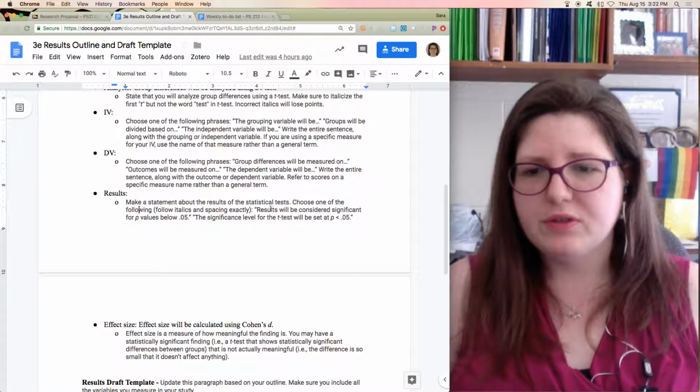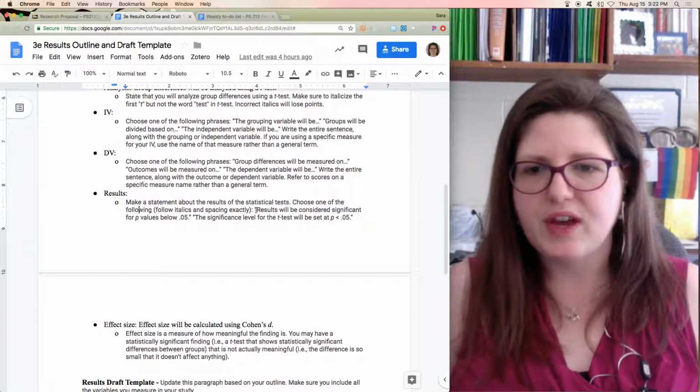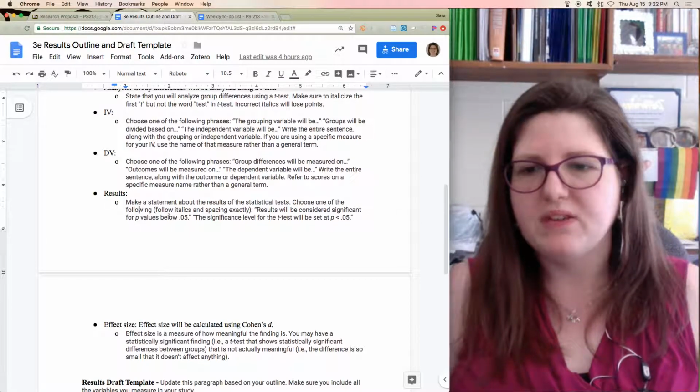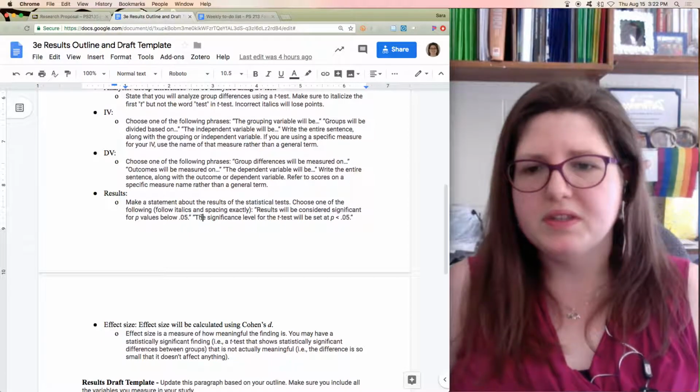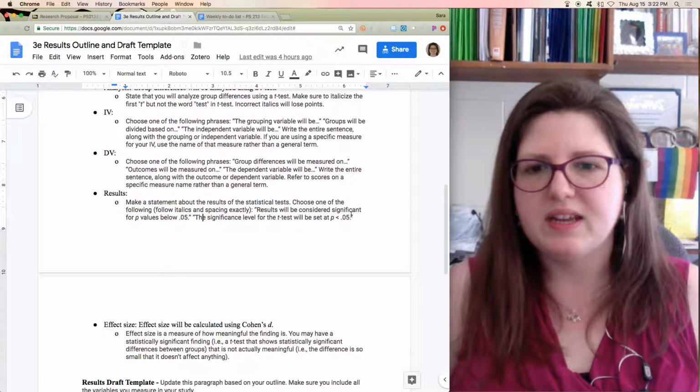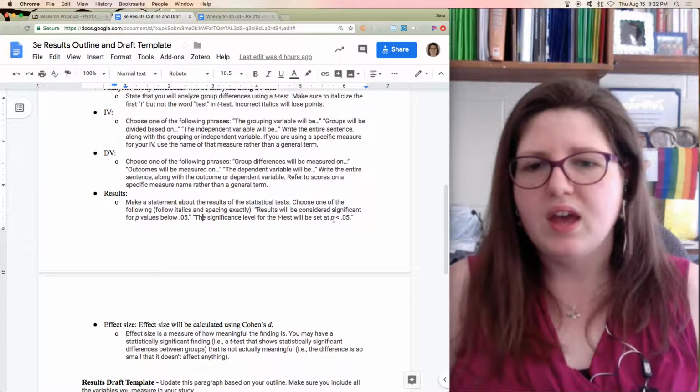Results, so you'll choose one of these two phrases. Either one is fine. Results will be considered significant for p-values below 0.05, or the significance level for the t-test will be set at p less than 0.05.